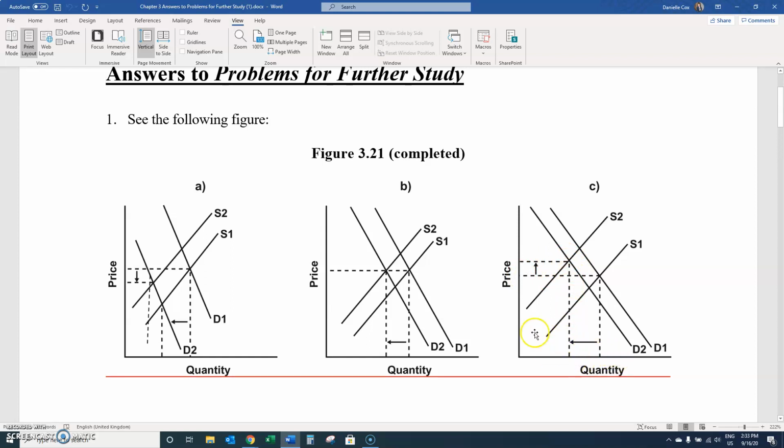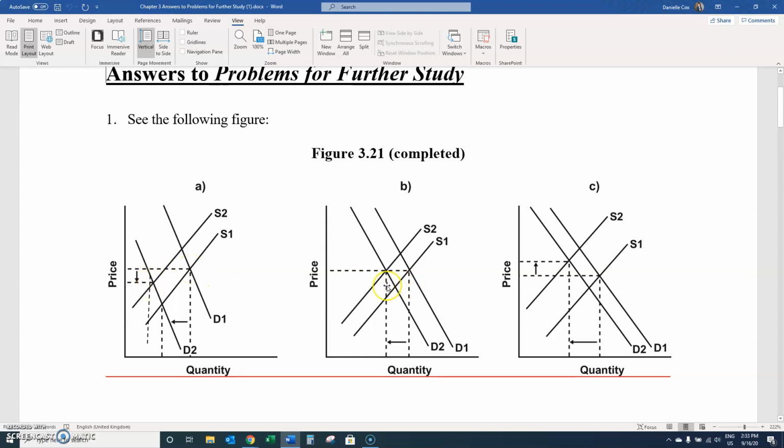So in any of these cases, the quantity demanded always decreases. But what happens to the price depends on how much the changes are, like what changes take place. So here, the quantity demanded decreases more than the quantity supplied. You can see that visually by the distance between the original supply line and the new one being less than the difference between the original demand line and the new one.